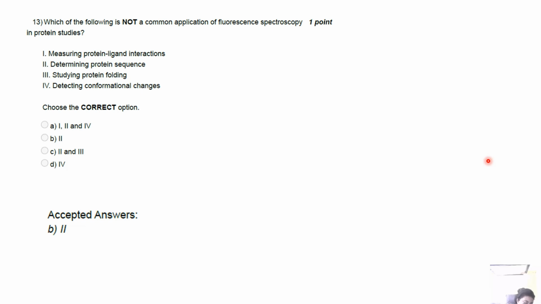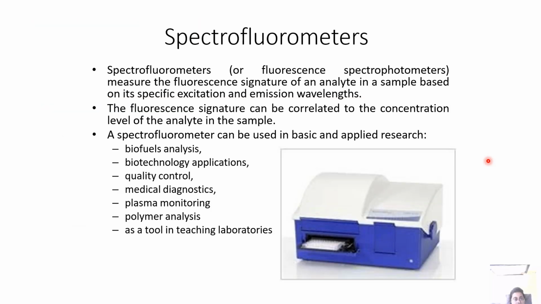But statement 2, determining protein sequence, that is not a fluorescence application, because determining a protein's amino acid sequence requires sequencing methods like Edman degradation or mass spectrometry, MS based sequencing. So fluorescence spectroscopy cannot directly reveal the order of amino acids. It provides only environmental or conformation information, not the sequence data.